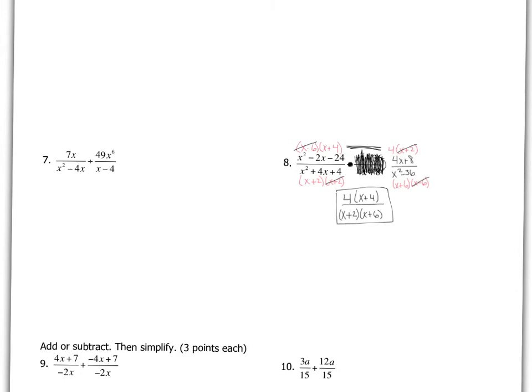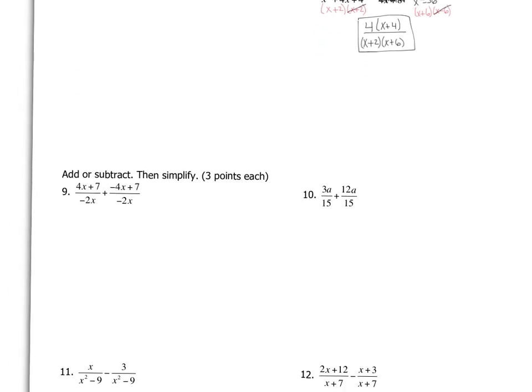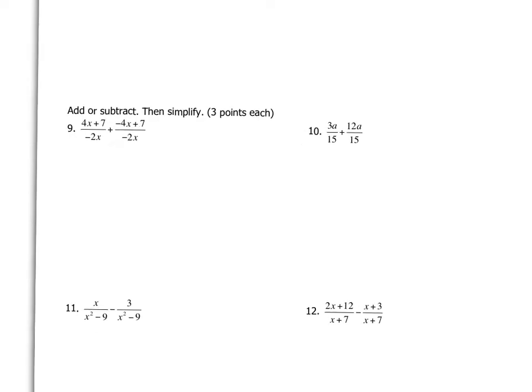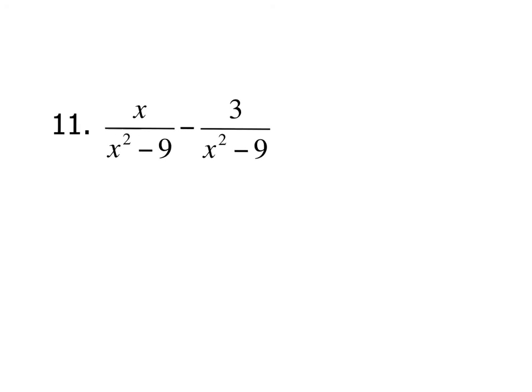Okay. The bottom half here is addition and subtraction. So these are the easier of the bunch. You basically just add your numerators, and then the denominators are going to stay the same. So we're going to do number 11. So you'll see that number 11 here. We know that the denominator is going to stay the same.